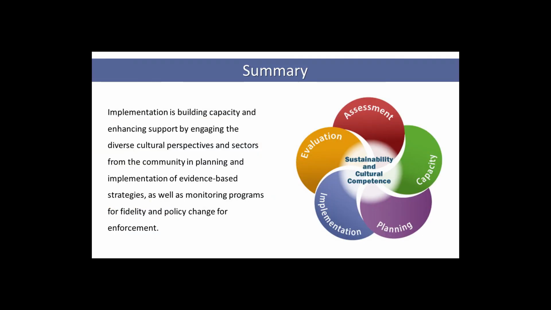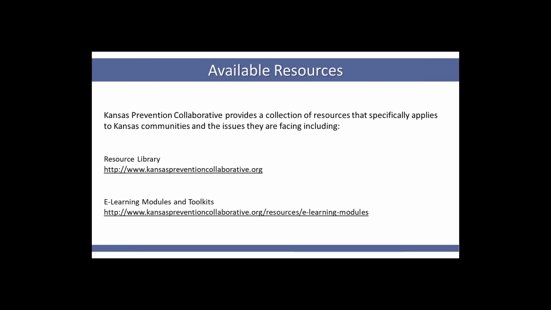In summary, implementation involves three main tasks. Mobilize your support for your efforts, build capacity around implementation; implement evidence-based programs, policies, and practices, paying attention specifically to adaptation and fidelity issues; and monitor implementation, collect evaluation data, and make mid-course corrections based on results. Additional resources to enhance your prevention work can be found on the Kansas Prevention Collaborative website.